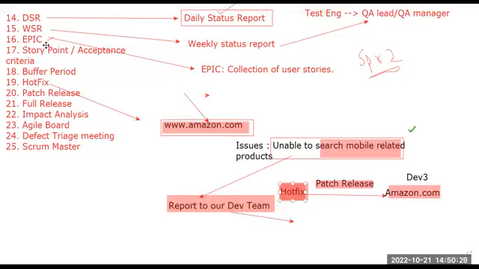Sir, in a hotfix, is the application already developed or released? After release, let's say we have already released it and customers are using it. During that time they are facing an issue, they are not able to search some information. That issue we want to resolve, so that resolving process we can call a hotfix. Now after fixing it, we are going to release these fixes into amazon.com. So that release we are calling a patch release.